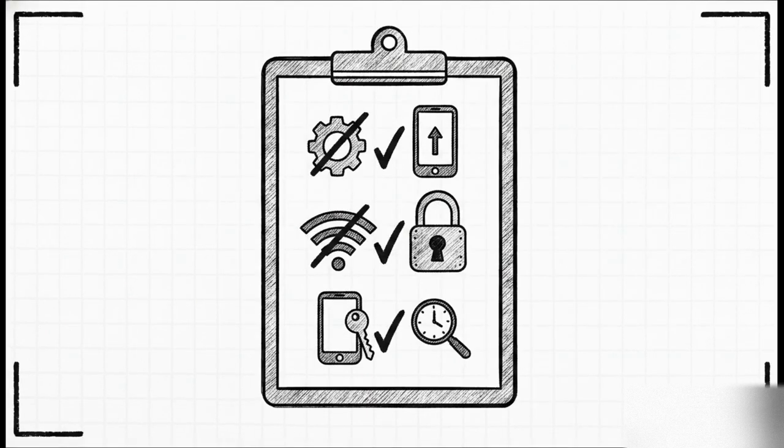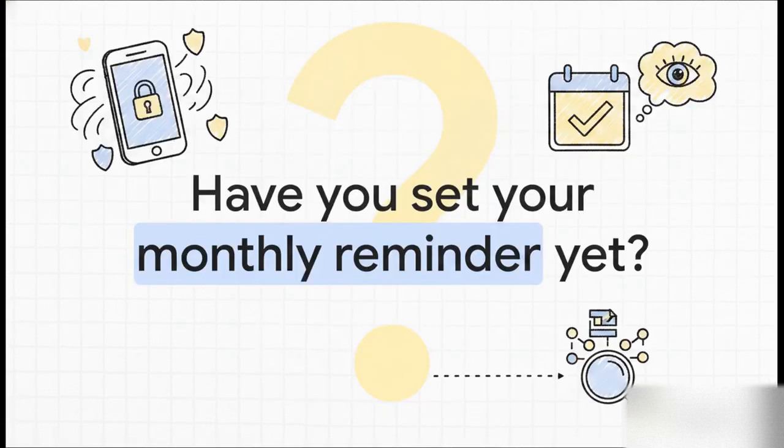So here it is, the complete 2-minute master list. Revoke those permissions, update your software, strengthen your lock screen, delete old Wi-Fi networks, upgrade to authenticator apps, and monitor your active sessions. Seriously, take a screenshot of this slide right now. The first time you do this, it might take 10 minutes, but every monthly check after this takes under 2 minutes. Your foundational security audit is now completely finished.